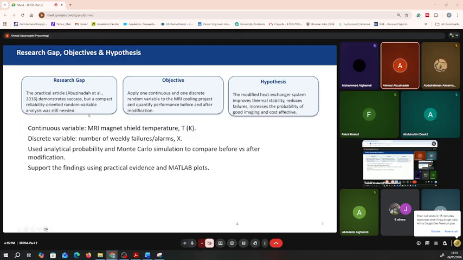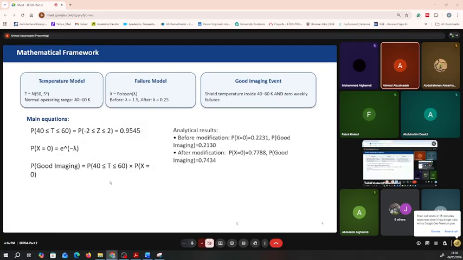Continuous variable: MRI magnetic shield temperature, T, in Kelvin. Discrete variable: number of weekly failure alarms, X. Use analytical probability and Monte Carlo simulation to compare before and after modification. Support findings using practical evidence and MATLAB plots.